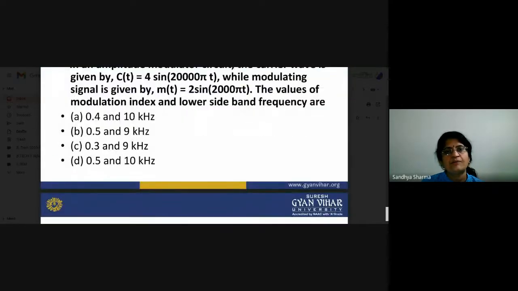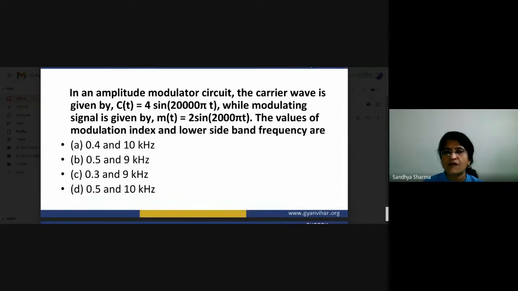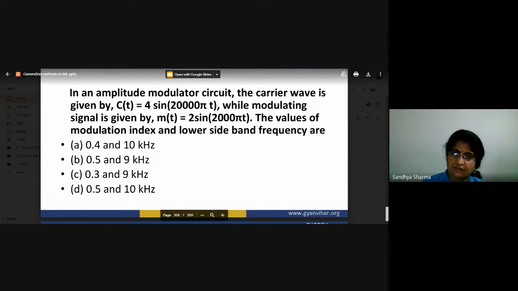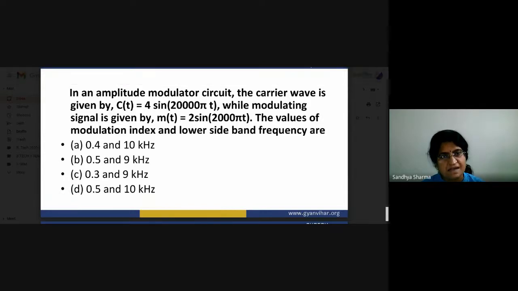If you are talking about the amplitude modulator, you are given the basic equation of the carrier wave, and the modulating signal is also given. So you can calculate the modulation index and the lower sideband frequency. First of all, you calculate the FC, then you calculate the FM, and then you calculate the values of LSB and USB. In this way, you can also get the VM and VC from the given equations.